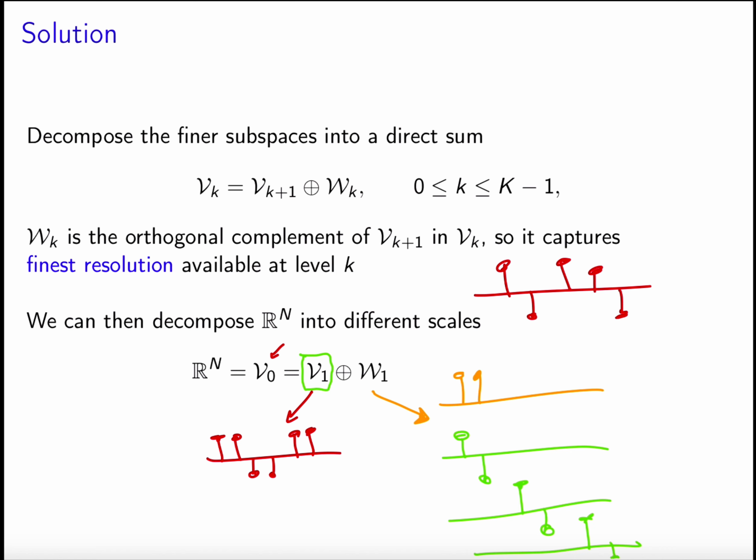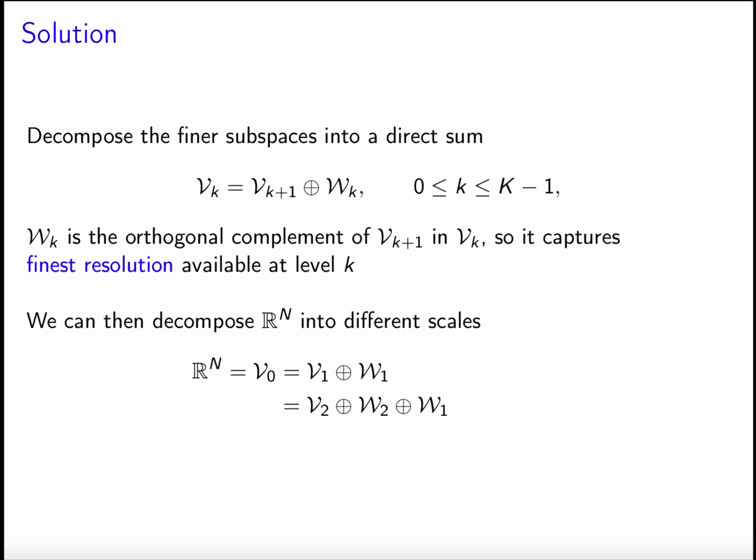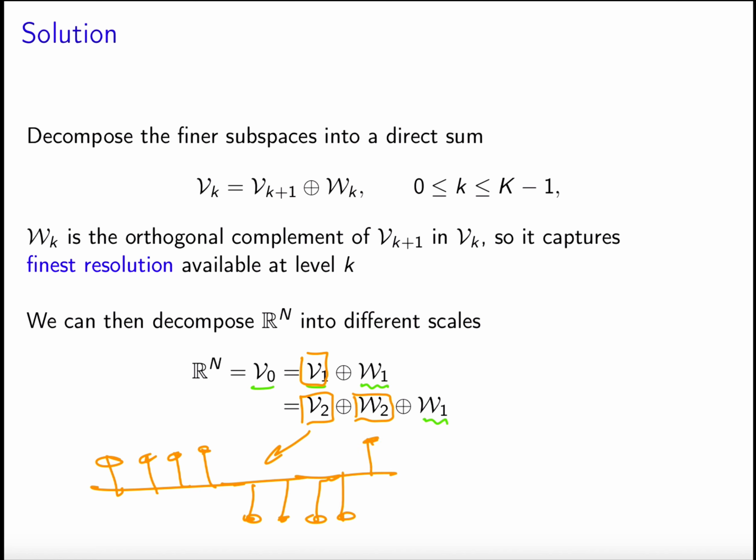And now the beautiful thing is that you can iterate on this. So now we have divided V0 into vectors that are constant on segments of length 2 and any vector that is orthogonal to that, which we're going to keep. And now we're going to separate this guy into vectors that are constant on segments of length 4 and vectors that are orthogonal to those. So these guys are going to be vectors that are constant on intervals of length 4, and so on.